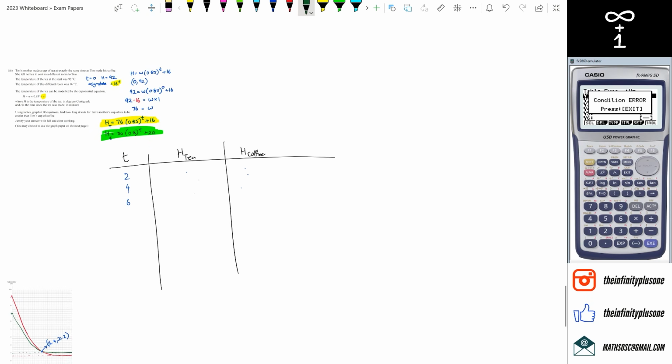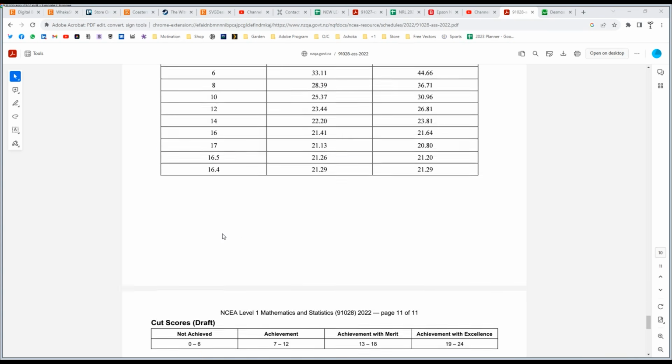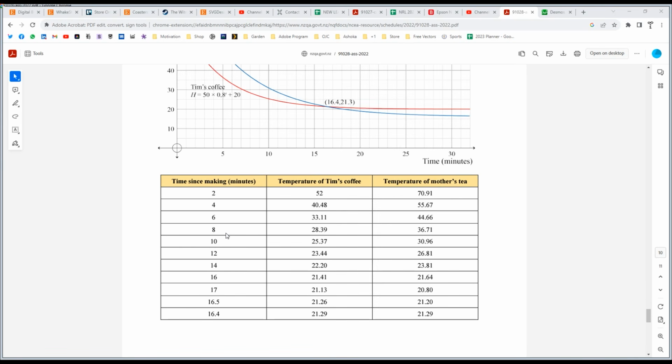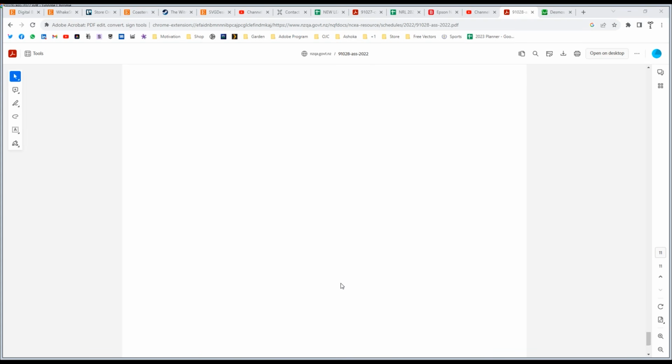So going back to that answer, have a look at the answer schedule just to see all the different ways in which you can potentially get those grades. They've given a table, they've given a graph, but of course they've got this graph from Desmos, so that's nice and easy. But for us, we've got it on the graphics calculator and it's a little bit trickier.